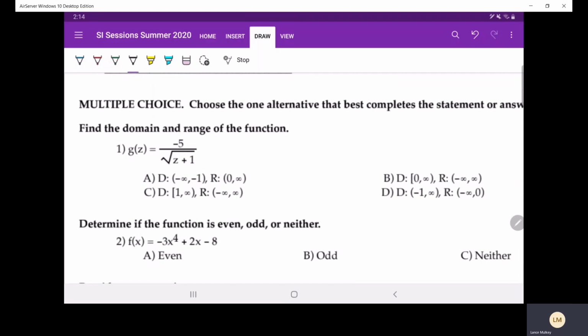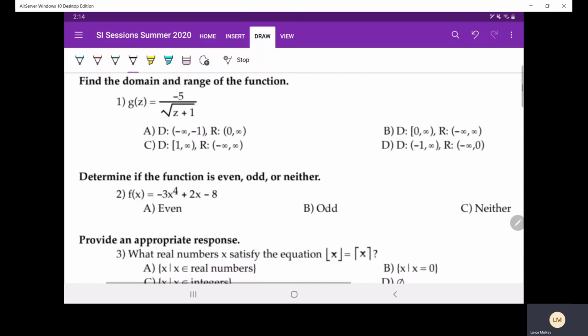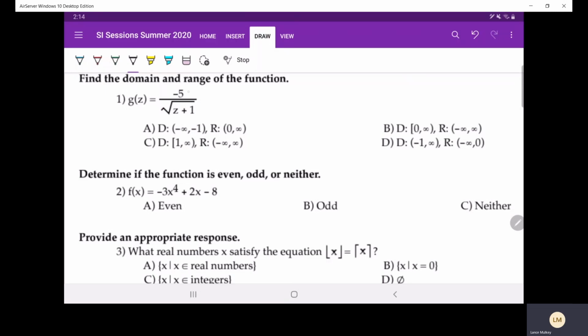Number one, find the domain and range of the function. So what I like to do is I find the domain of the numerator first, and the domain of this is negative infinity to infinity. And the domain of the denominator, well, square root has to be greater than or equal to 0, so I set this equal to... No, wait, 0. Sorry. And z has to be greater than or equal to negative 1.